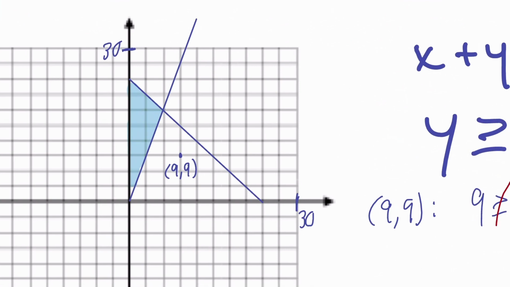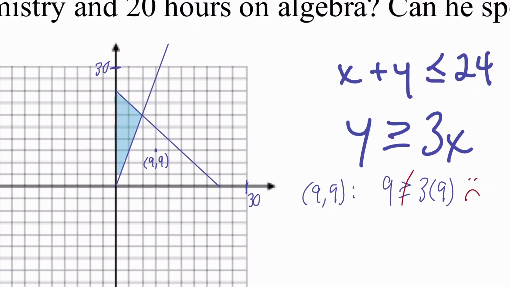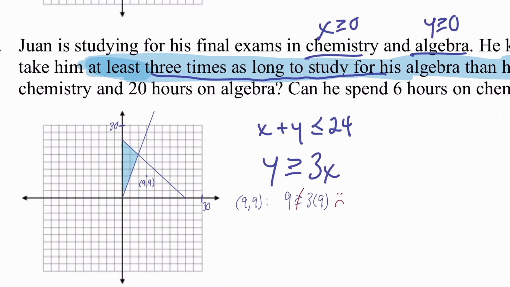Yep, not perfect, but close enough. So that's the feasible region, right? And then we can go on to the questions part.